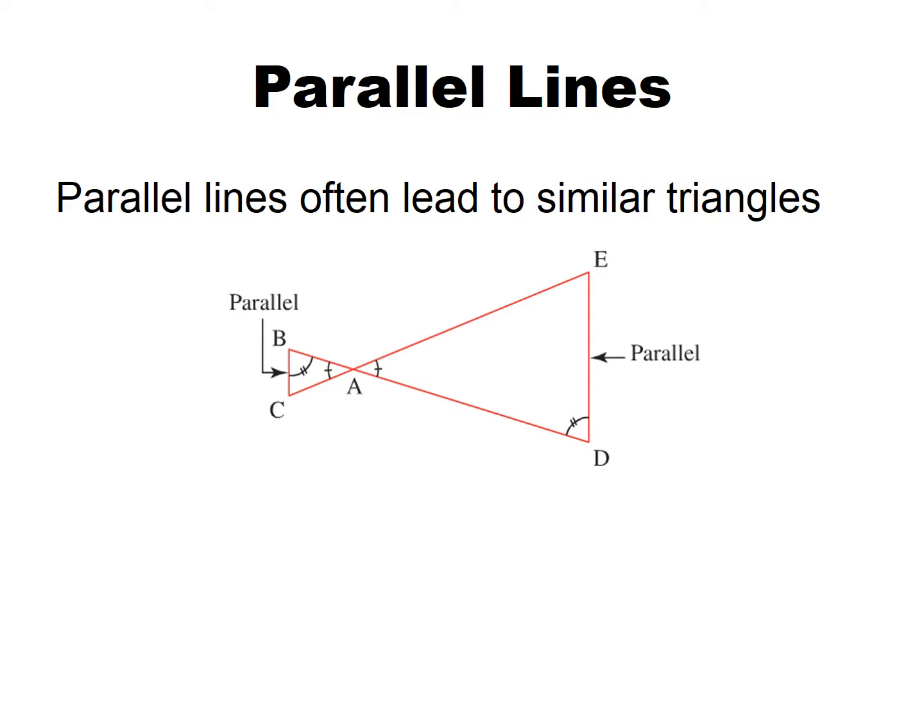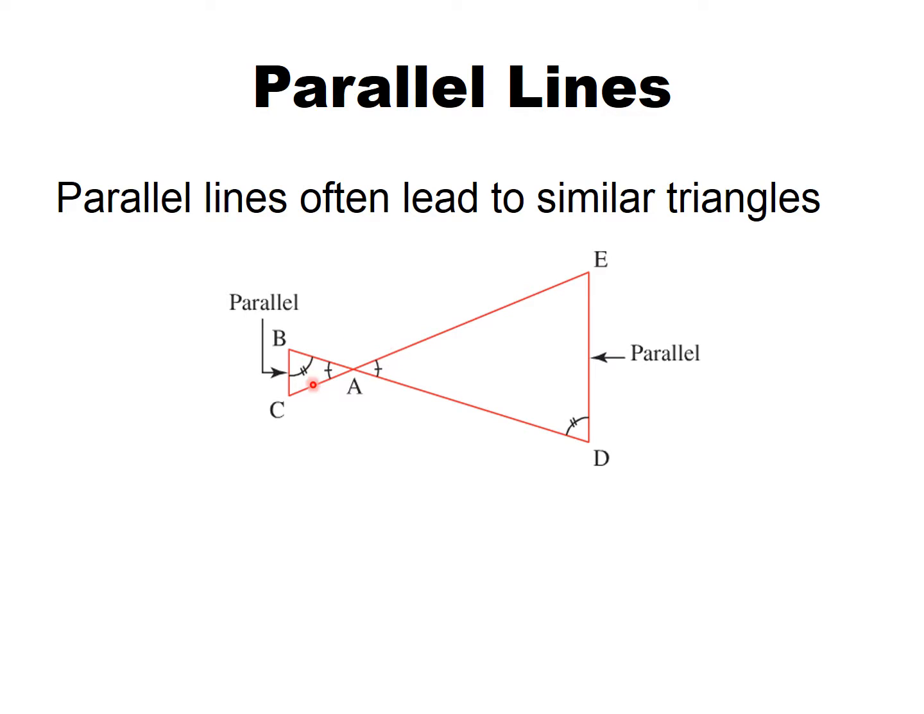So let's look at a couple of applications of this angle, angle, angle similarity criteria. And these examples apply to parallel lines. The point that I want to make here in this example and the next is that parallel lines often lead to similar triangles. So here's a nice picture where we've got a line BC and another line ED, and we're told that those are parallel. Now if we cut those lines with a couple of other lines, that forms two triangles, ABC and ADE.